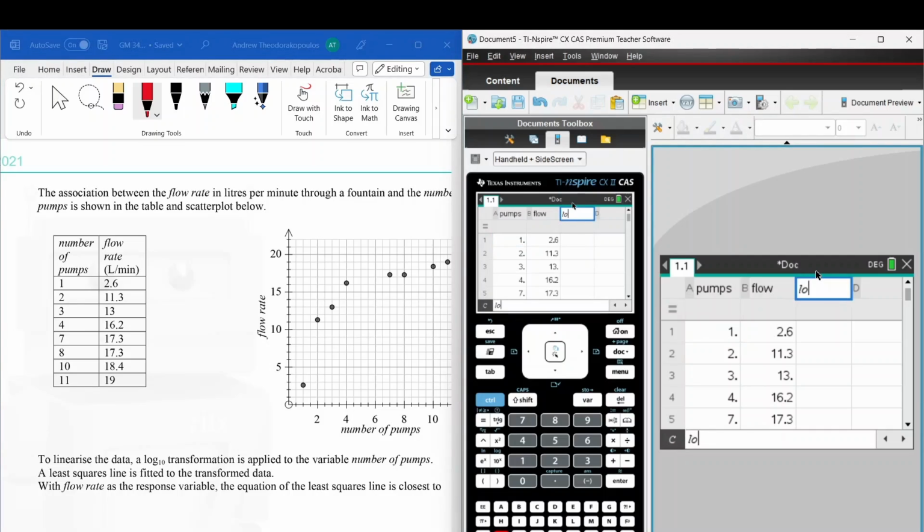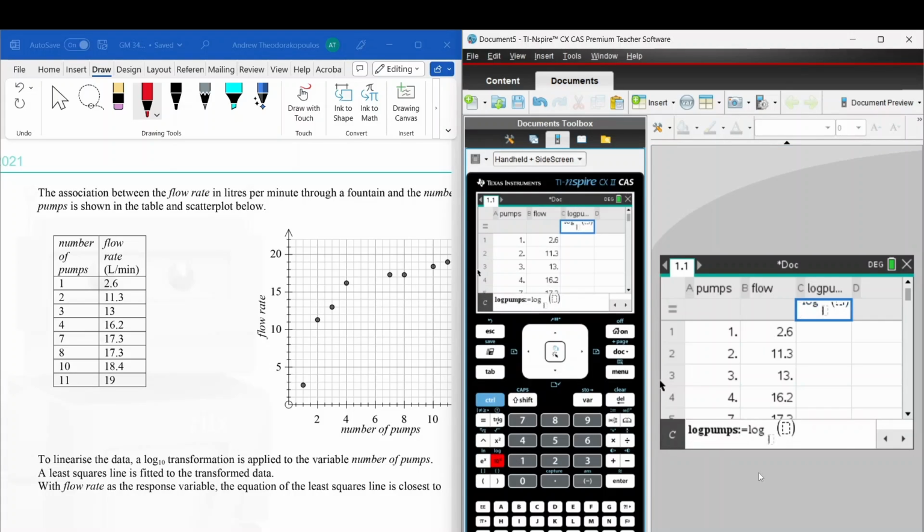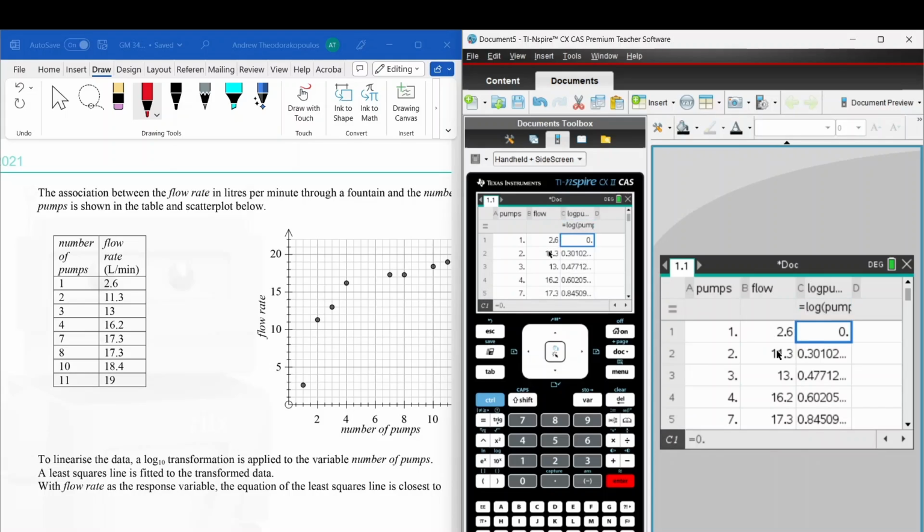So log pumps, and in here we're going to write equals, and then press Control and this one to get our log button, and in here put in the 10, and in here put in whatever you called the other one. So we called it pumps. If it goes bold, that's a good thing for us. We press enter and we get all our values.